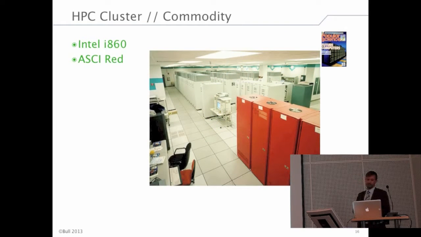In 1997, ASCI Red tore down the teraflop barrier with 1.2 teraflops. It was built out of Pentium Pros with 200 megahertz, and this was the first cluster that outperformed the old machines.